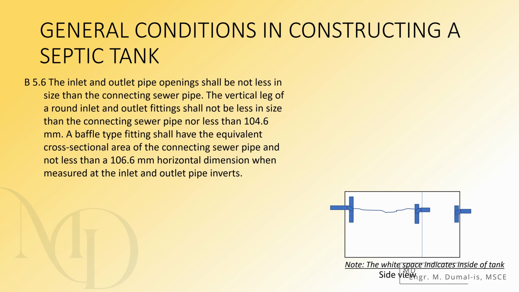Let us now look at the code under section B5.6. This provision sets the requirements for the inlet and outlet pipe openings, as well as the fittings and dimensions that must be followed.